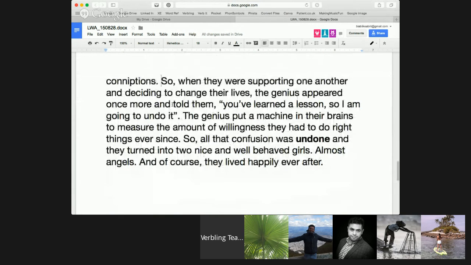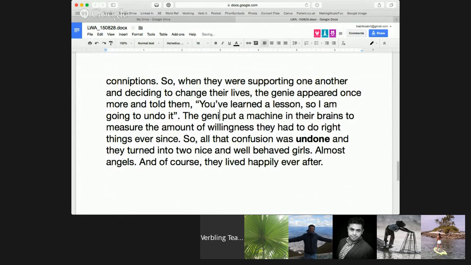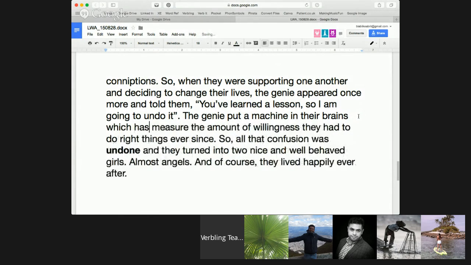So when they were supporting one another and deciding to change their lives, the genie appeared once more and told them, "You've learned a lesson, so I'm going to undo it." The genie put a machine in their brains to measure the amount of willingness they had to do right things. Because you've got "ever since," you need to use the present perfect somewhere here. So, which has measured the amount of willingness they have to do right things ever since, okay? So all that confusion was undone, and they turned into two nice and well-behaved girls, almost angels, and of course they lived happily ever after.